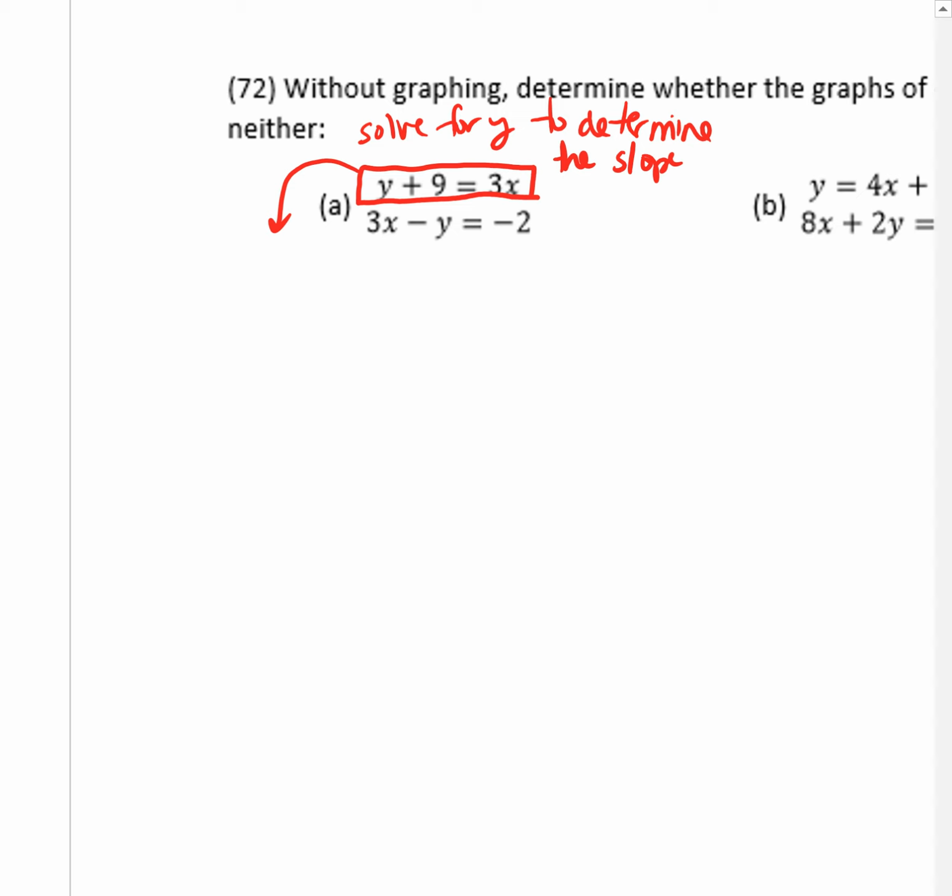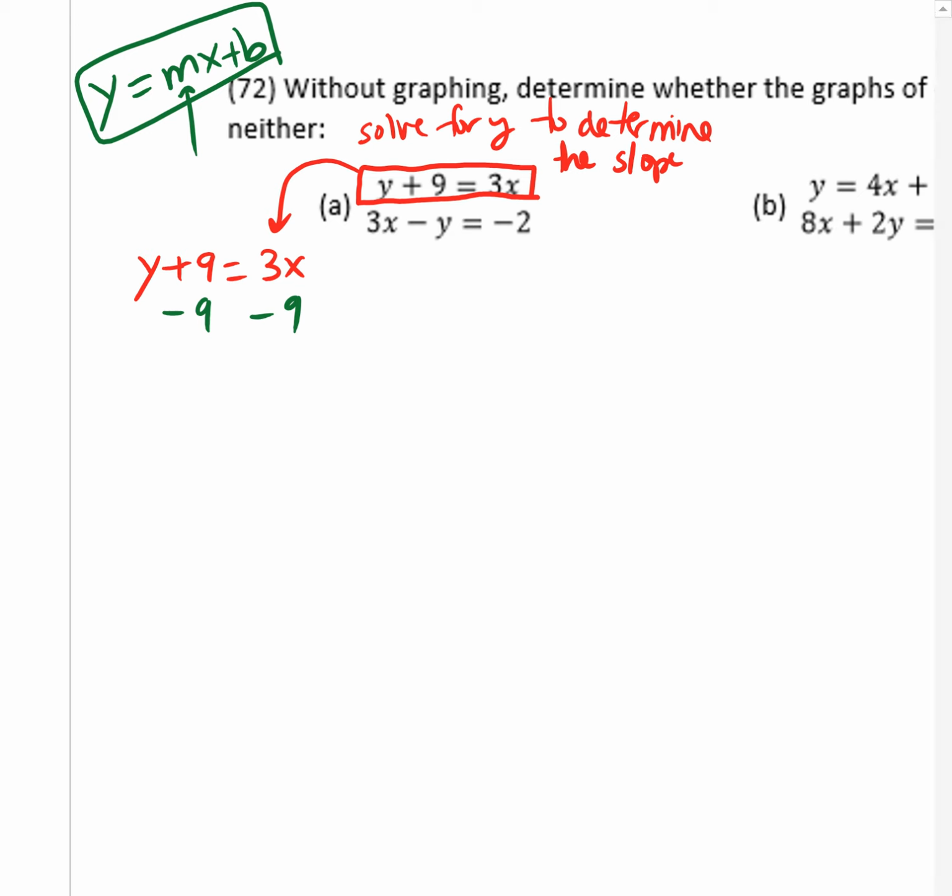Alright, let's take the first one here. We've got y plus 9 is 3x. If I want to isolate y, because that's how you have to get it, you can't identify the slope until it's in that form, y equals mx plus b. And then we'll know what the slope is. If I want to isolate y, I'd better move the 9 over. So then y would be 3x minus 9.